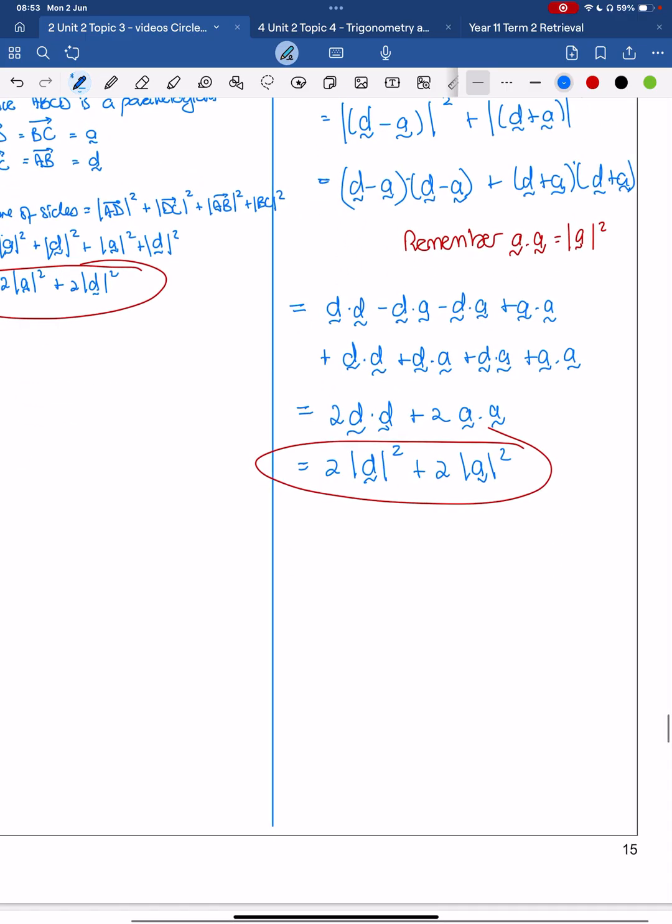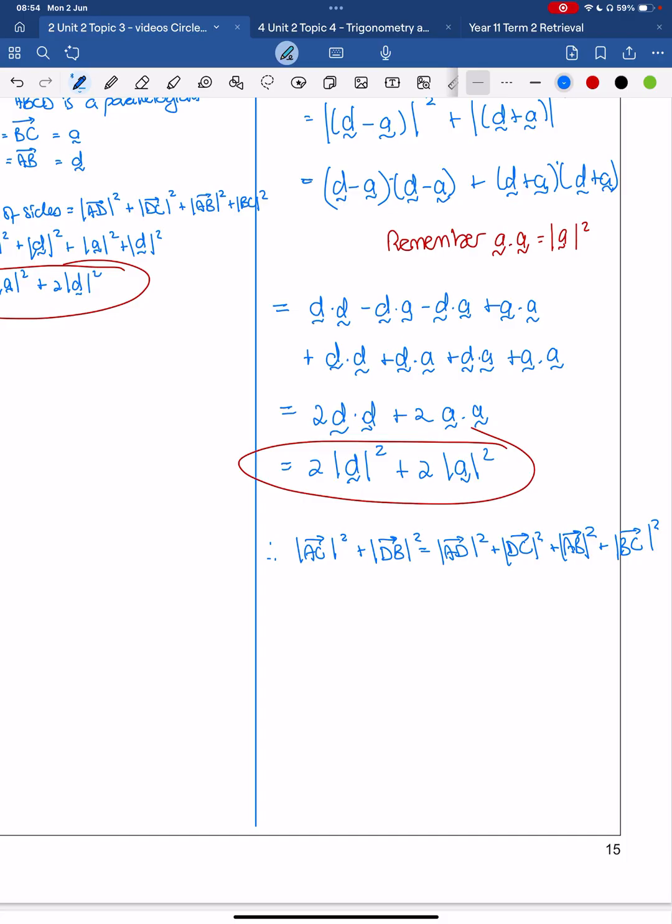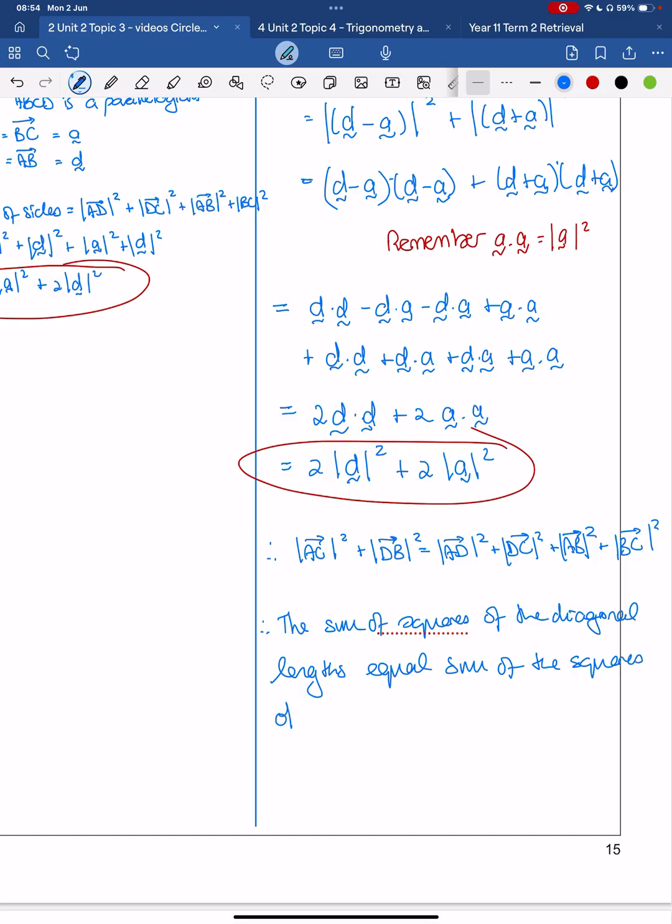All right, so I can say, therefore, AC squared plus DB squared is equal to AD squared plus DC squared plus AB squared plus BC squared, and therefore the sum of the squares of the diagonal lengths equals the sum of the squares of the side lengths of a parallelogram. I can't fit that in.